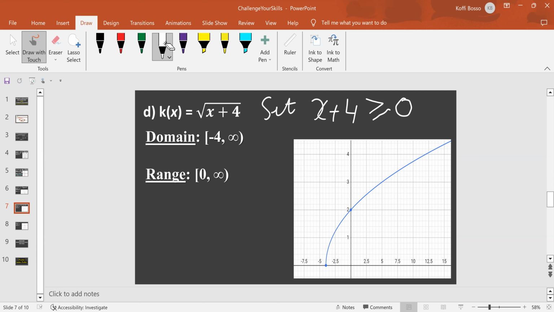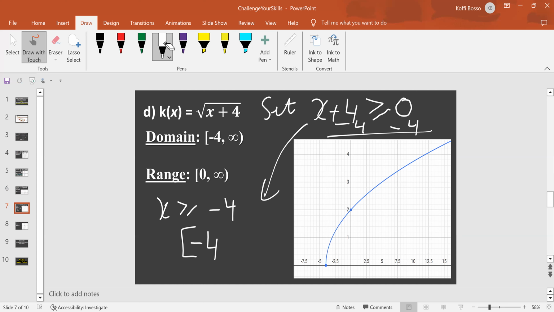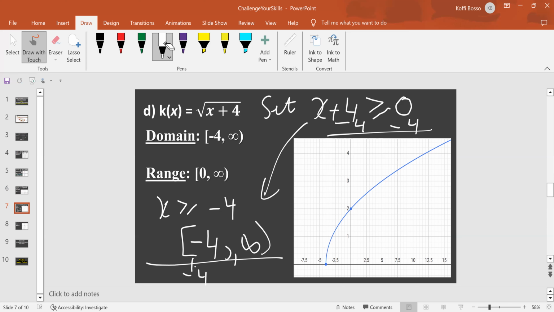So we need to solve for x. Therefore, we're going to subtract 4 on both sides. You'll see that x is greater than or equal to -4. Okay, so because x is greater than or equal to -4, as an interval notation, we say -4, because that is included, comma, infinity. So this is telling you that if you have a number line like this, and you have a -4 somewhere here, okay, let's say we have a 0 here.